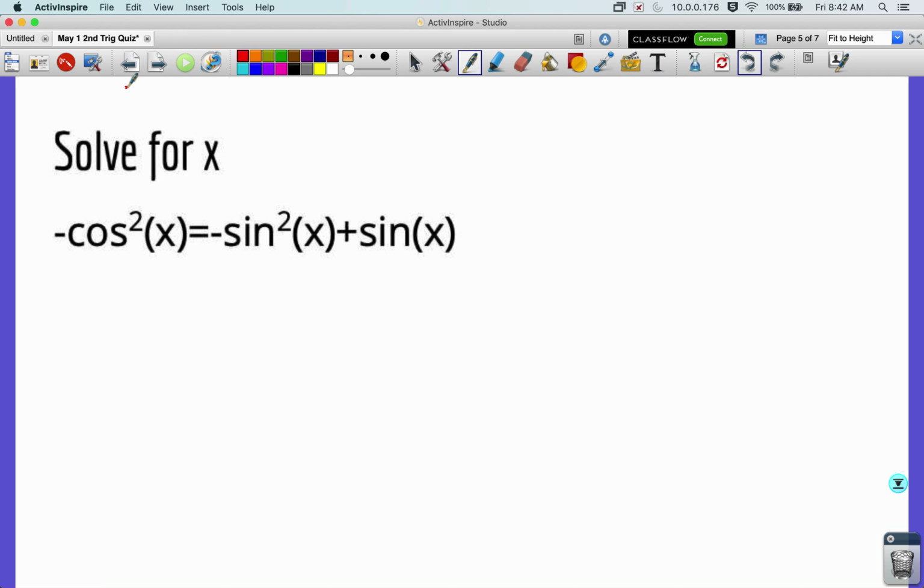All right, can we solve for x in the following? What value of x will make this true? Negative cosine squared equals negative sine squared plus sine. All right, so one thing is I want one side to be equal to 0, so I'll move the term on the side with the fewer terms. Add a cosine squared here.